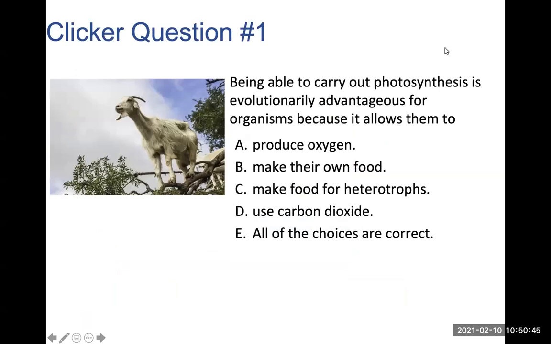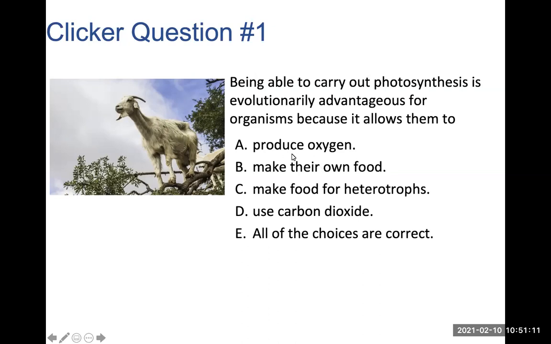A question: being able to carry out photosynthesis is an evolutionary advantage for organisms because it allows them to do what? So what is the answer? Everybody's saying E.